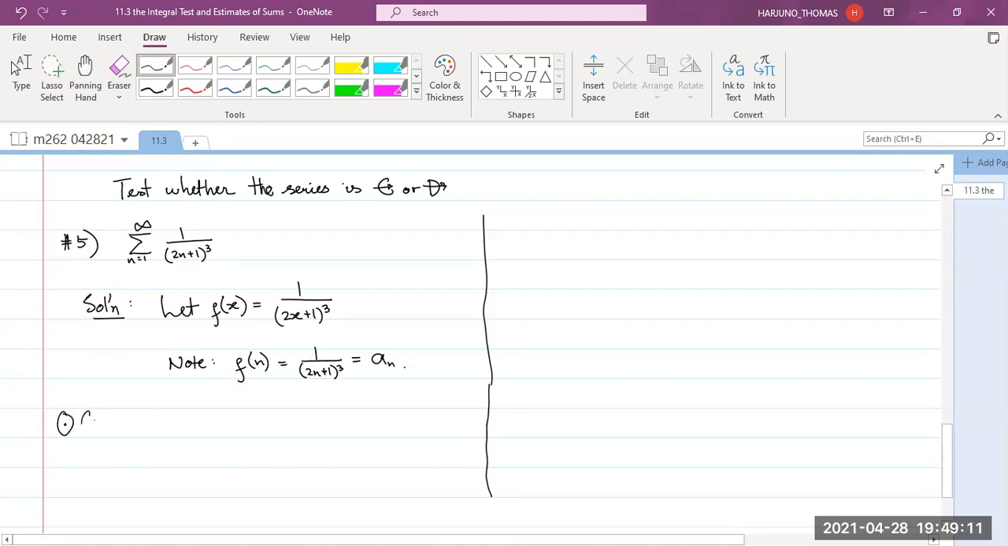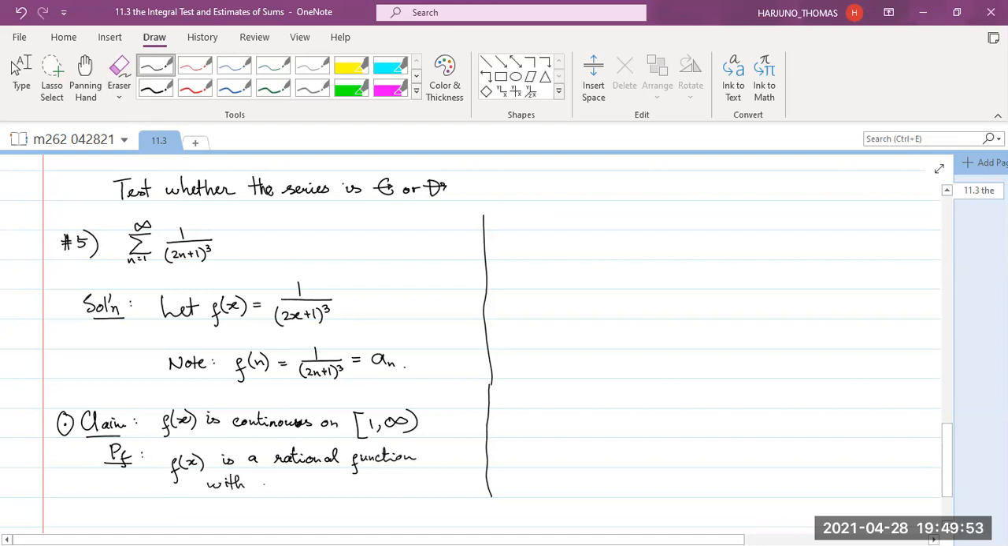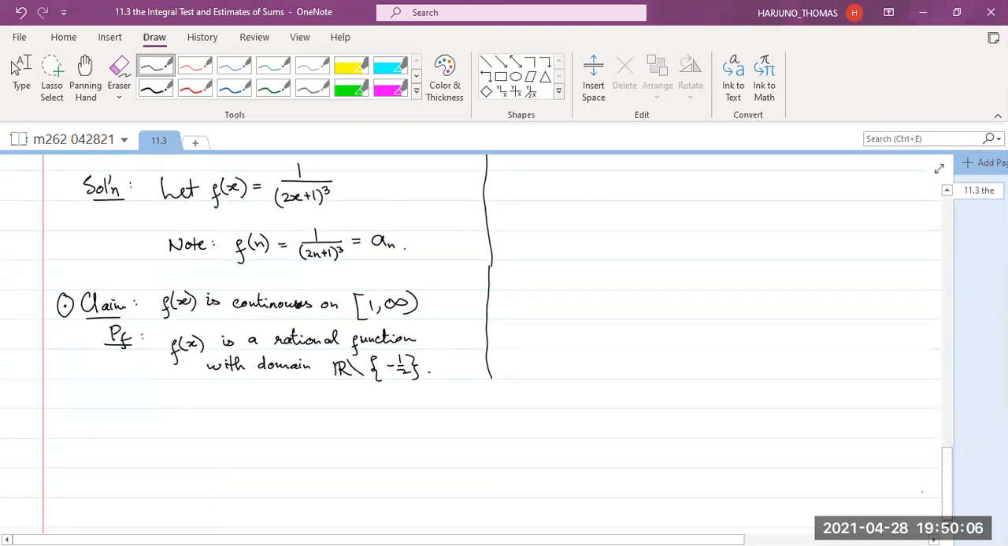So maybe I write it this way. Claim: f(x) is continuous on 1 to infinity. Proof. f(x) is a rational function with domain all real numbers except -1/2, right? And from a theorem we have in Calculus 1, if it is a rational function with a given domain, then that function is also continuous on that same domain.